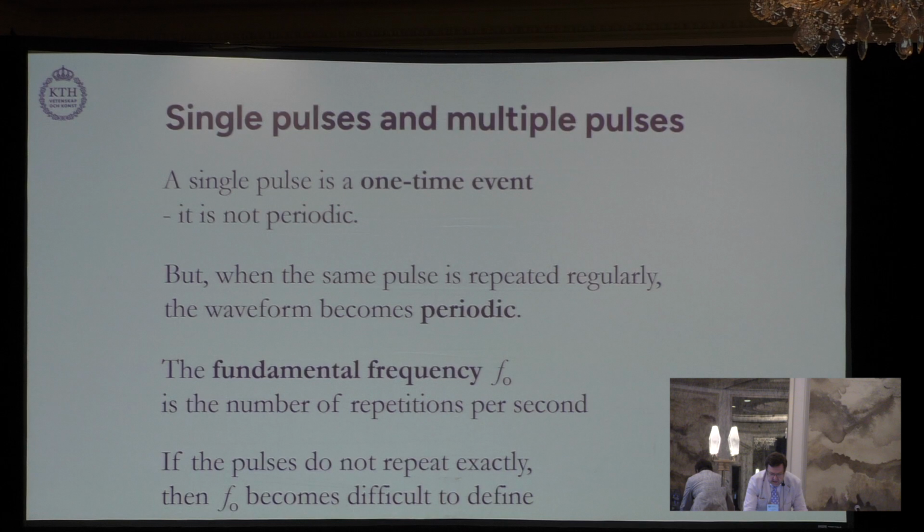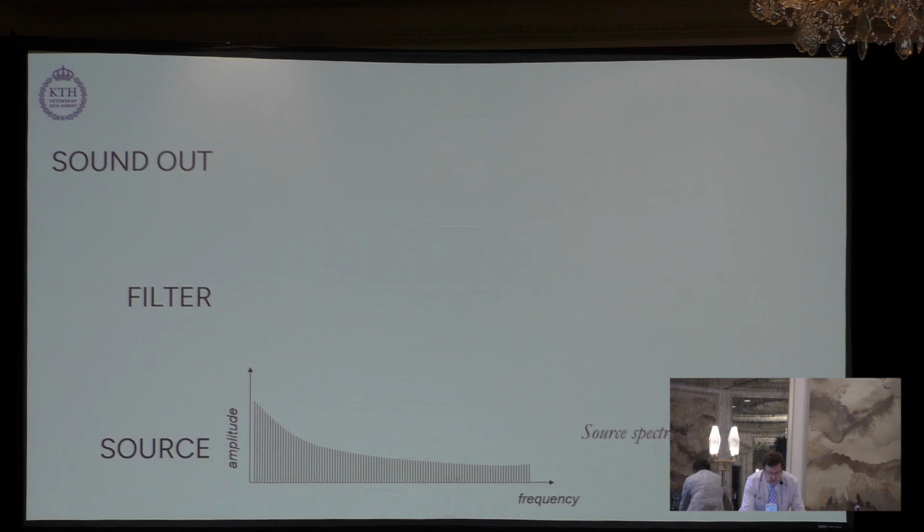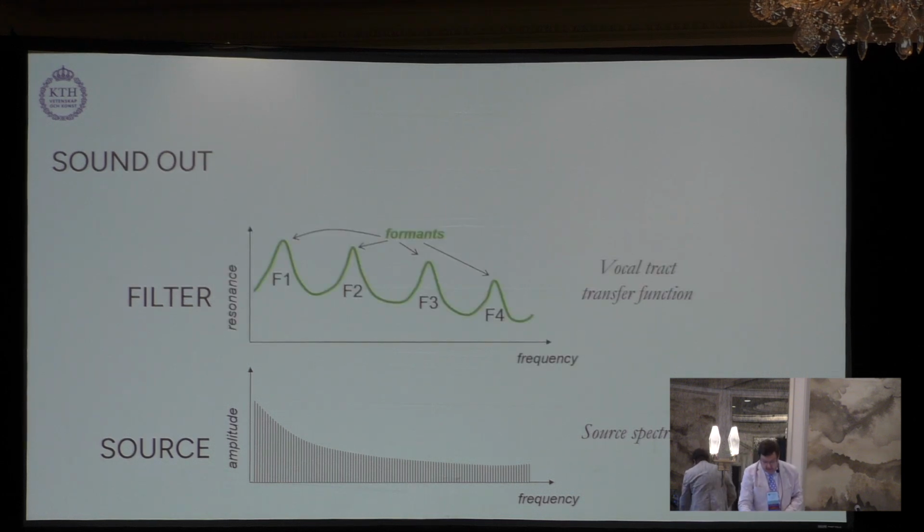If the pulses do not repeat exactly, then F0 becomes difficult to define. And of course, the human being being what it is, they never do repeat exactly. If we have a perfectly stable tone, then it doesn't sound alive. It sounds like a machine. Okay. So we've seen this schematic here, sound out, filter through a filter. So the sound at the bottom here would be a little duck call. And then we send that sound through a filter, which has a number of resonances.